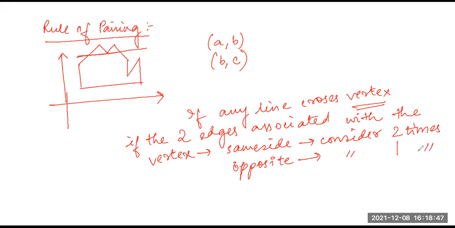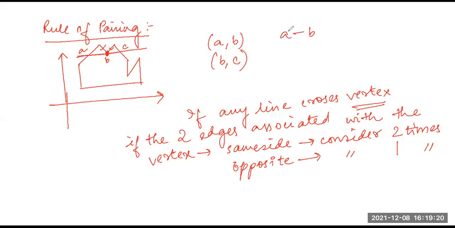The rule is, if any line crosses the vertex, suppose this is the line that crosses the vertex, right? Then the two edges, that means this edge and this edge, the two edges which are associated with the vertex, if they are on the same side, then I will consider this to be 2 times. So if my intersection points are named as ABC, that is in odd number, C, I have taken 2 times.